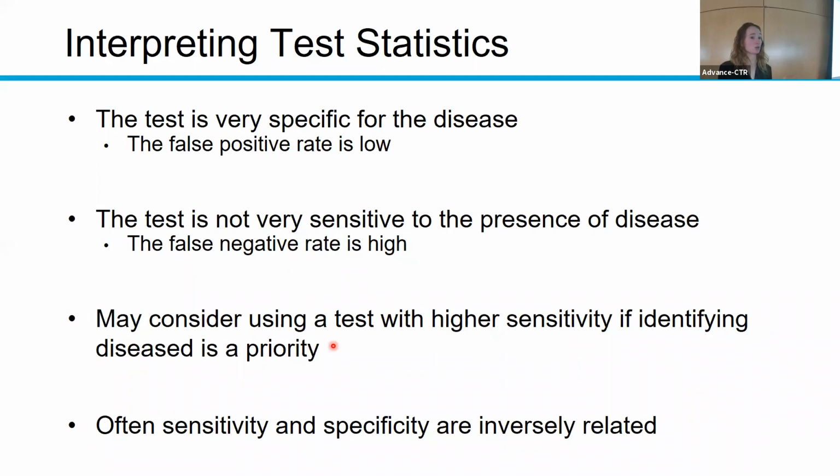And maybe based on what disease you're looking at and what the treatment for that is, having a high specificity or a high sensitivity is more important. If the treatment is potentially harmful, you really want to make sure that the person does have that disease before giving them the treatment. So depending on what's important to you, you may consider using a test with higher sensitivity if identifying disease is a priority, or vice versa. But you often have to choose what's more important to you because sensitivity and specificity are inversely related.